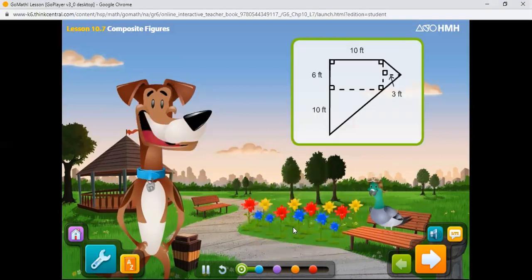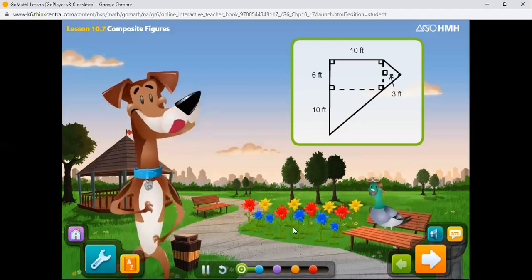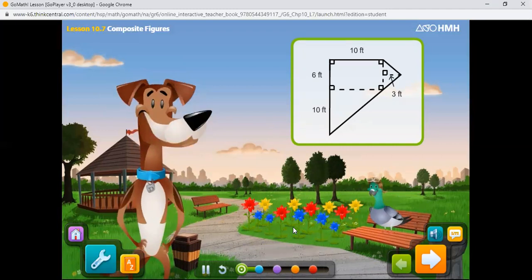Wow, the new garden is going to be made up of a rectangle and two triangles. That means it will be a composite figure. The rectangle will have a base of 10 feet and a height of 6 feet. One triangle will have a base of 6 feet and a height of 3 feet. And the other triangle will have a base of 10 feet and a height of 10 feet.